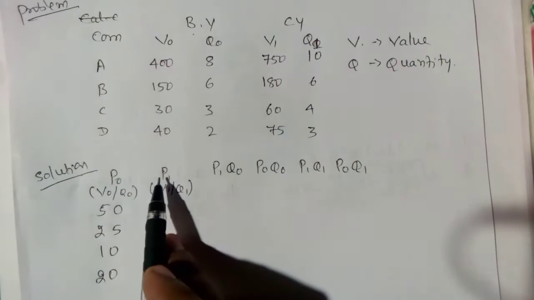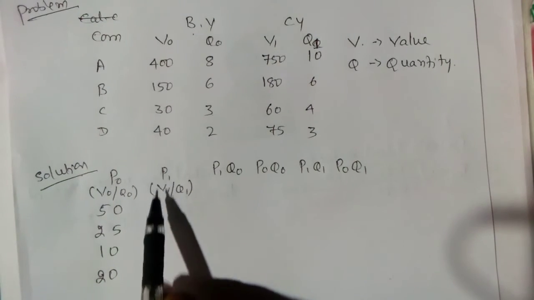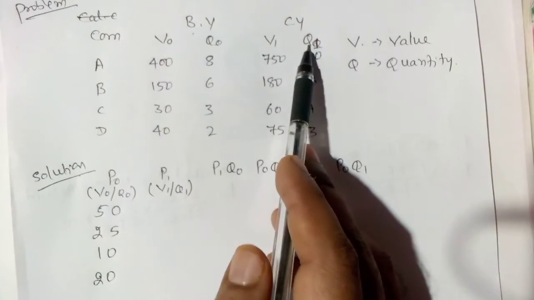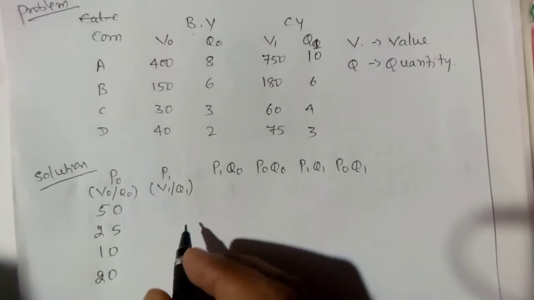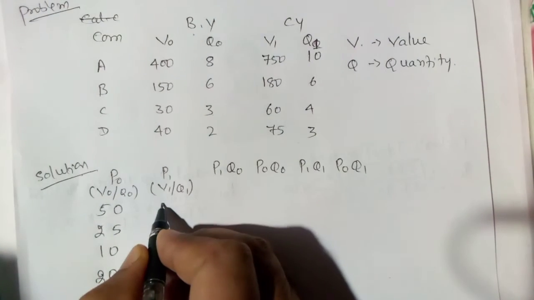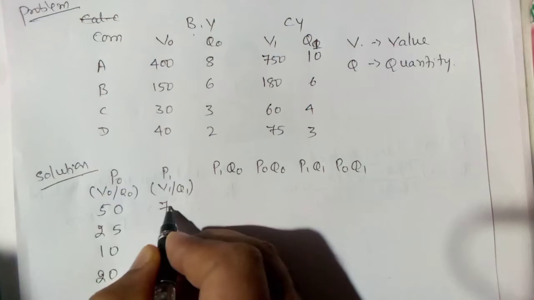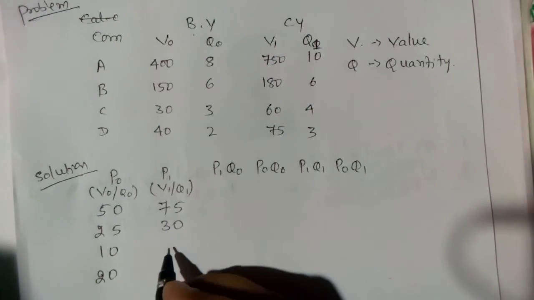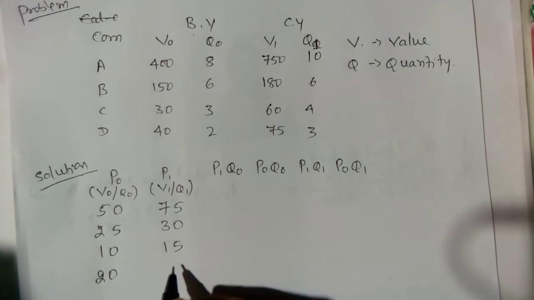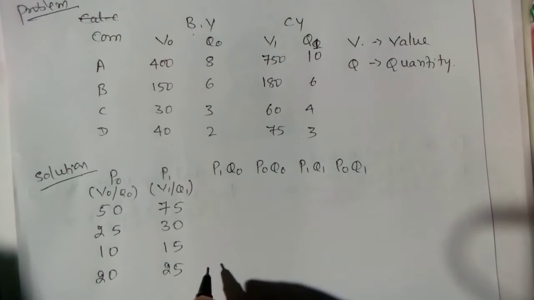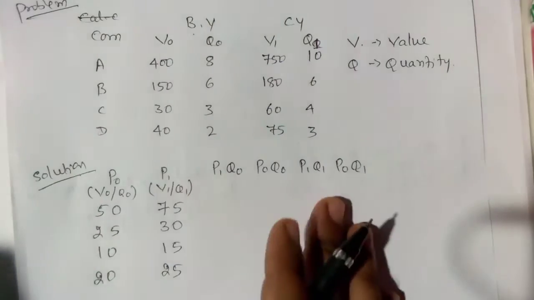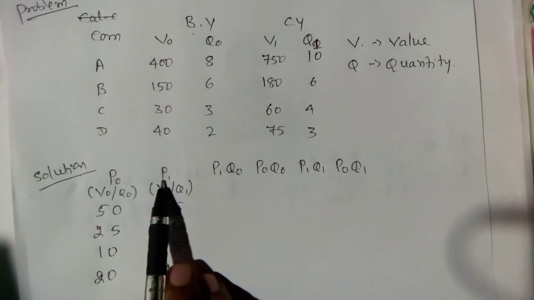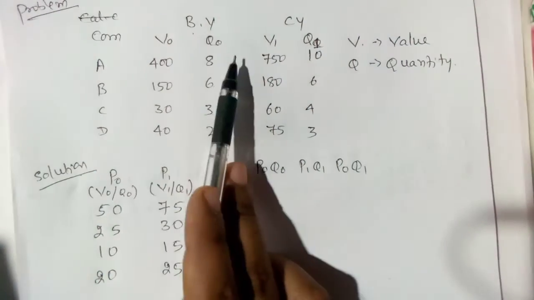So on, we need to do the same for p1: v1 divided by q1. What value are we going to get for the current year? That is 75. Next 30, next 15, next 25. Same for the further p1 q naught. Now we know the p1, and q naught is there.